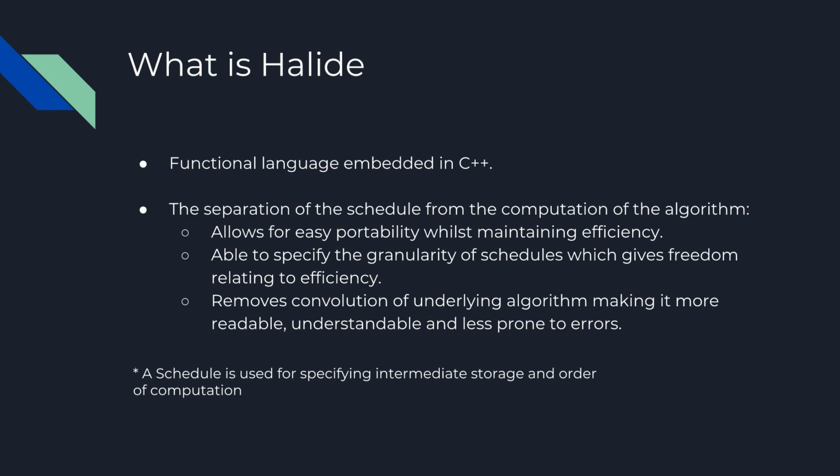For example, if we move from one machine to another, it is more than likely that we'll need to change the schedule as well as the amount of threads used to run optimally. Halide allows this to be done easily. Additionally, Halide allows the user to specify the granularity as well as the schedule to use when using an algorithm. Because of this, it allows the user to test a greater number of possible setups quickly and easily. Finally, it removes convolution, which can occur from adding parallelism to an application, making it more readable, understandable, and less prone to errors.